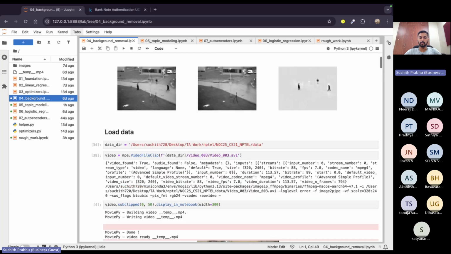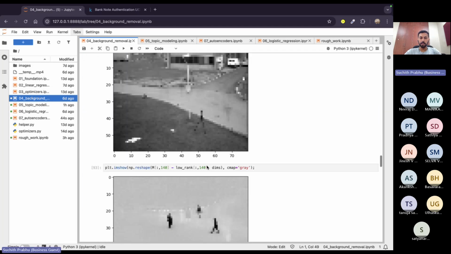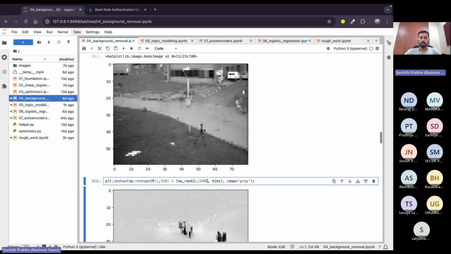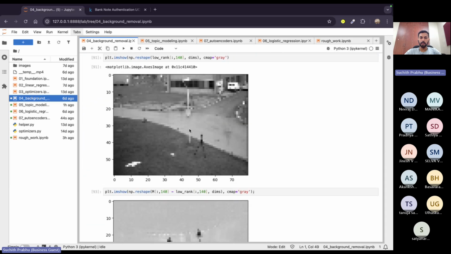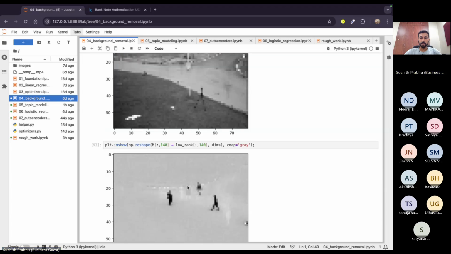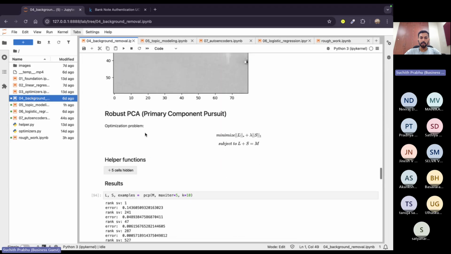So this is an application of PCA. This is what we saw in the previous one. Then we saw, instead of using two, what if we use just one singular value? And with that also we get a very good result. After that we saw robust PCA.